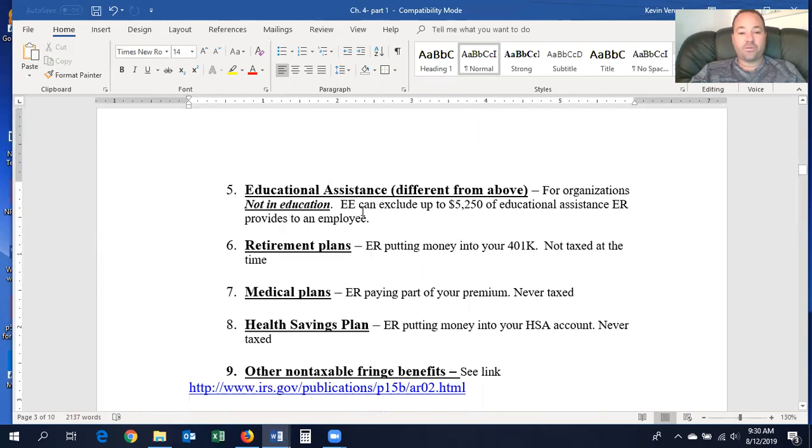Same deal goes for other employers who are not educational institutions, but still give their employees money to go back to school. And you can see here, you can take for free up to $5,250 in educational benefits and not have that taxed.